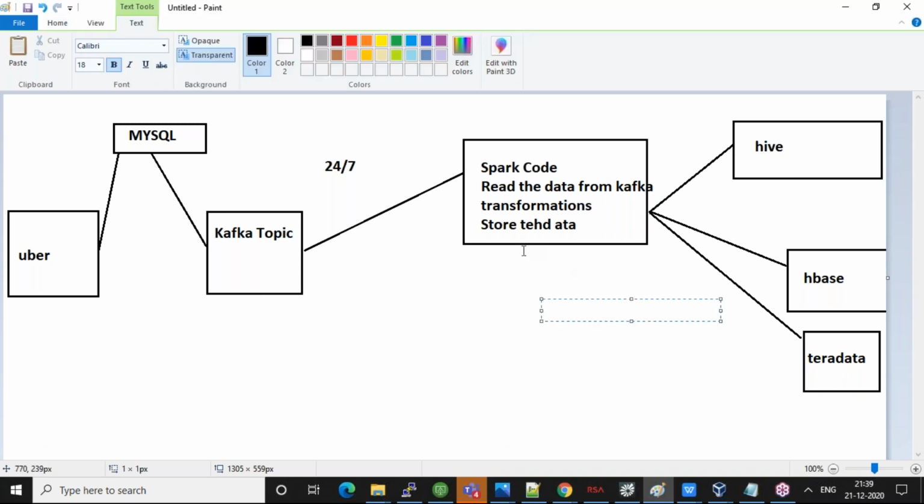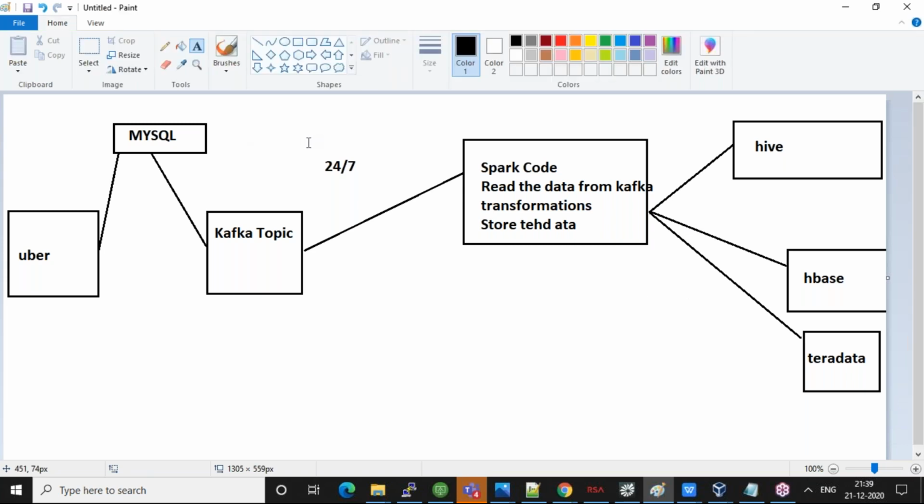Now coming to the question, can we store the data into HDFS, not HDFC? It's HDFS, Shankar. Yes, you can store. There is an option for storing the data: save as table, save as text file. That is your preference. You can store the data into HDFS, into Hive, into HBase, or into Teradata. Anywhere, that is your wish.